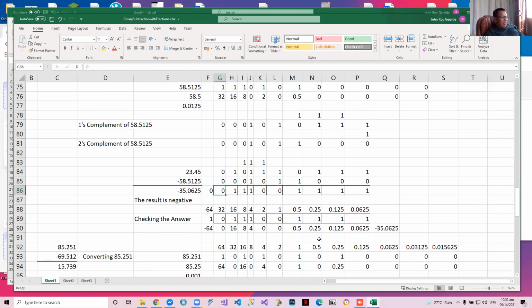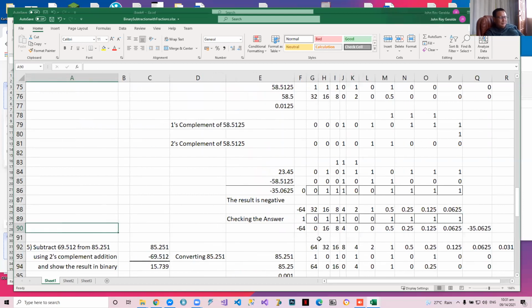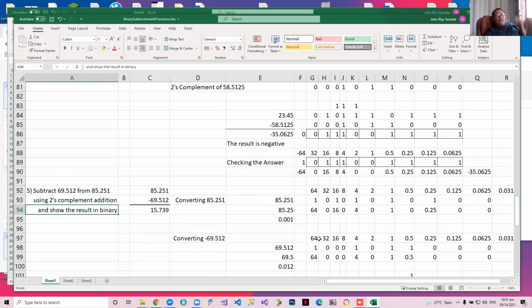So this is a 0 and we're told it is a negative number. We will expand this further into 1 and assign it a negative value. So the result is negative 35.5.065. Okay? Do you follow?